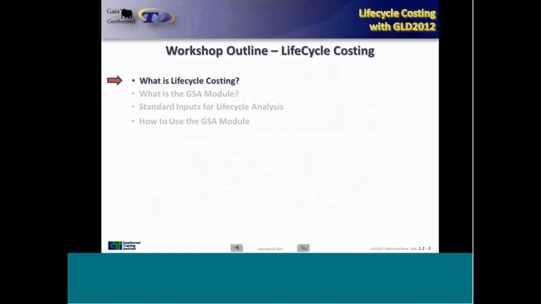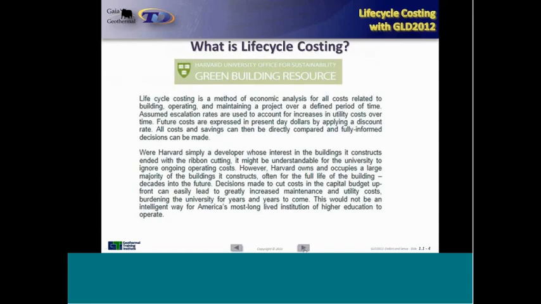So what is life cycle costing? So I got this off of Harvard's website. They do a life cycle costing for all their buildings. Life cycle costing is a method of economic analysis for all costs related to building, operating, and maintaining a project over a defined period of time, say 10 years, 20 years, 30 years, etc.